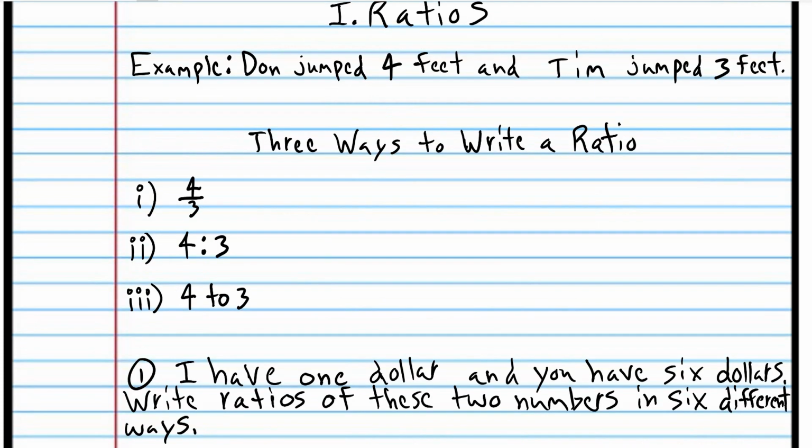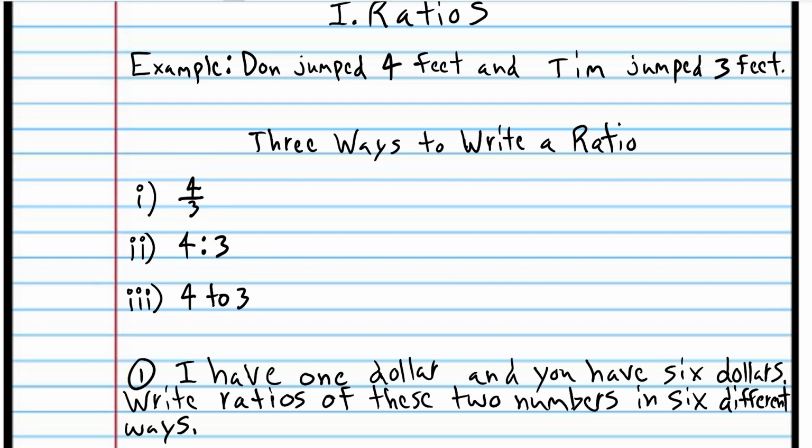So there are 3 ways to write a ratio. You can write it, like I said, as a fraction, or you can write it with a colon in between. As you see here, a colon is 2 dots written vertically. Or you can write it with the word "to" in between. So we say 4 to 3. You say it the same way, regardless of which way you write it.